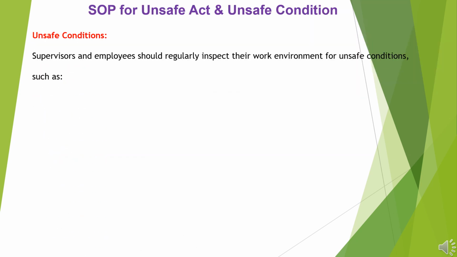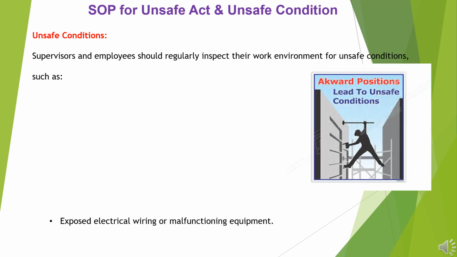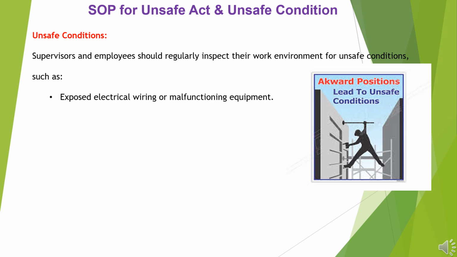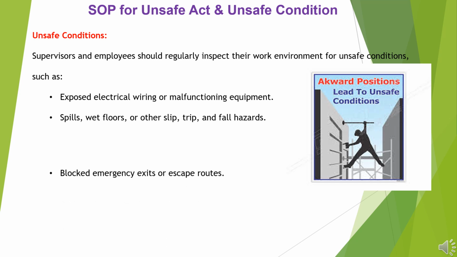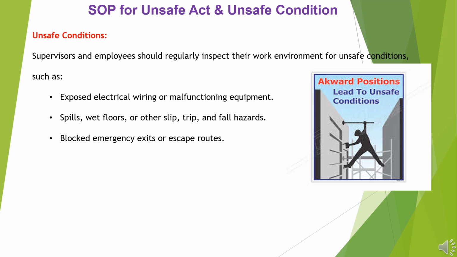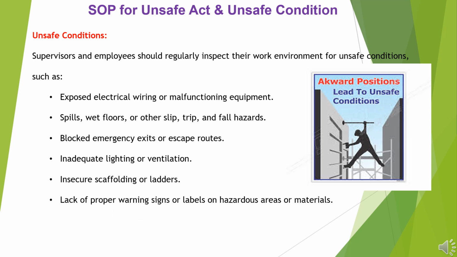Unsafe conditions. Supervisors and employees should regularly inspect their work environment for unsafe conditions, such as exposed electrical wiring or malfunctioning equipment, spills, wet floors, or other slip, trip, and fall hazards, blocked emergency exits or escape routes, inadequate lighting or ventilation, insecure scaffolding or ladders, lack of proper warning signs or labels on hazardous areas or materials.